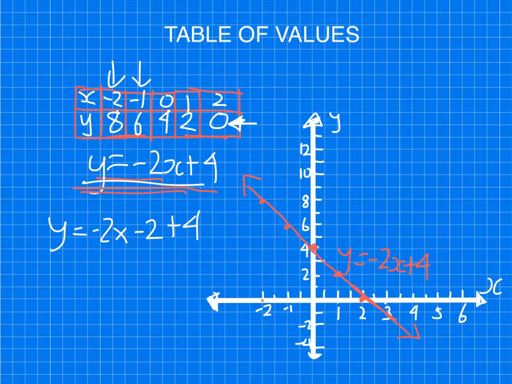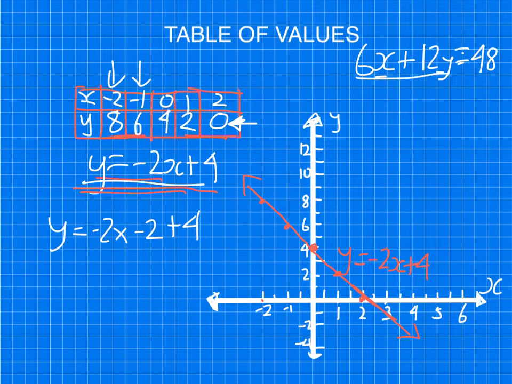The last thing I have to mention is that sometimes you won't see equations written in the form y equals something. But if it's a linear function, it can be written in that form. So you might be asked to graph a line like 6x plus 12y equals 48, something like that. I can graph this the same way.